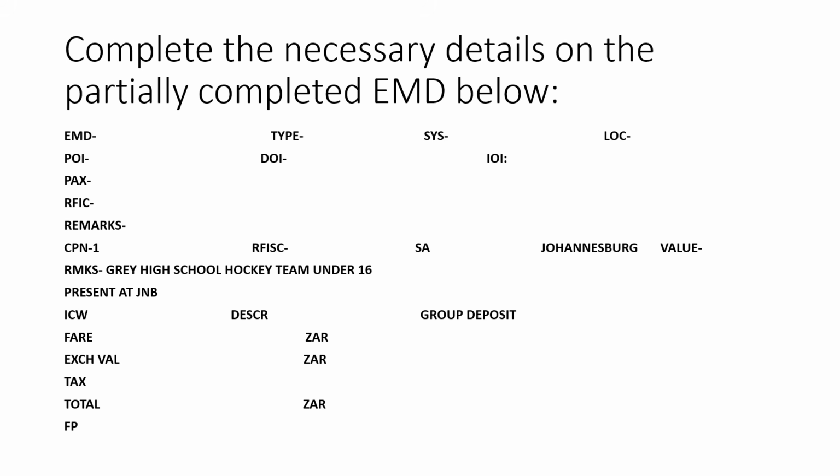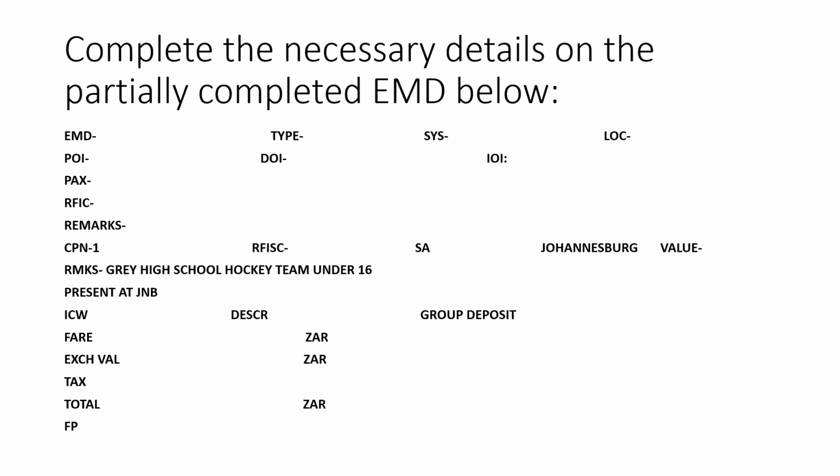So you use the amount that you had calculated, you write the amount where it says value, going down where it says fare. They've already written the code. So you also continue writing down the very same amount, weighted exchange value. They've already written the currency code, which is ZAR. Write down the amount as well as weighted total. And then weighted FP. FP stands for form of payment.